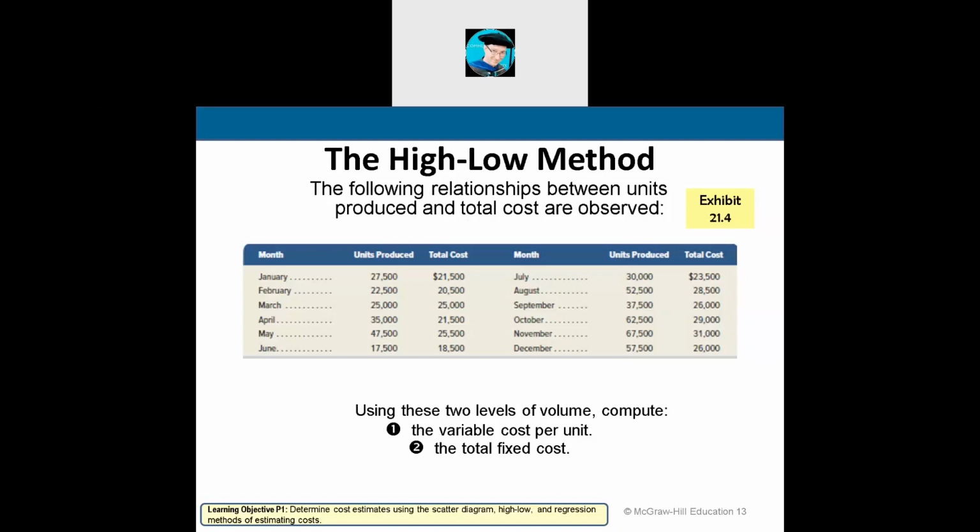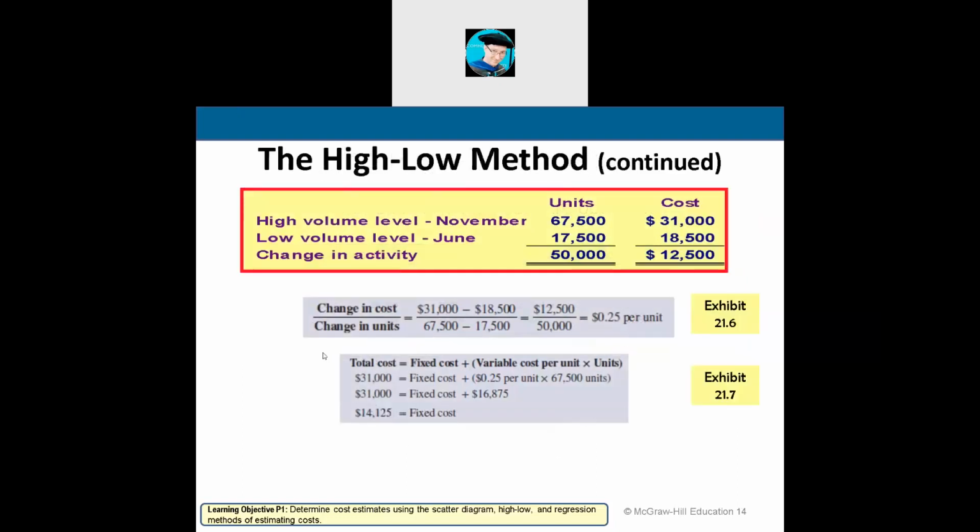Okay, so we have identified our low point and our high point. I want you to remember June low, December high. This data is going to come into play when we compute it. So the variable cost per unit and the total fixed costs are also going to come into consideration here. So let me show you the high-low method.